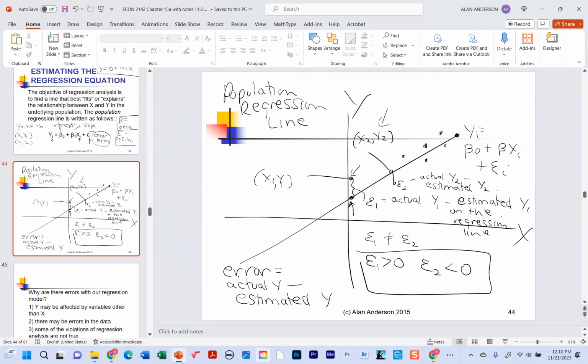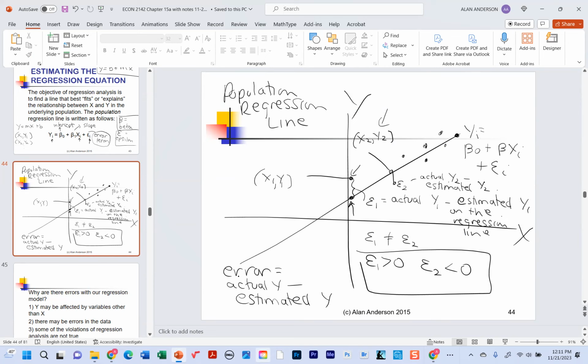Now, this is something we've never had to deal with before. That's what makes it so complicated, these error terms. If only we had data that was perfectly linear, but we don't. Now, why is this happening, by the way? Why can't we have a perfect relationship?